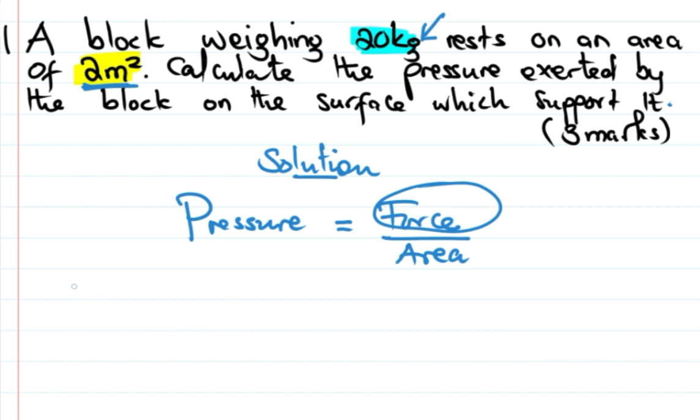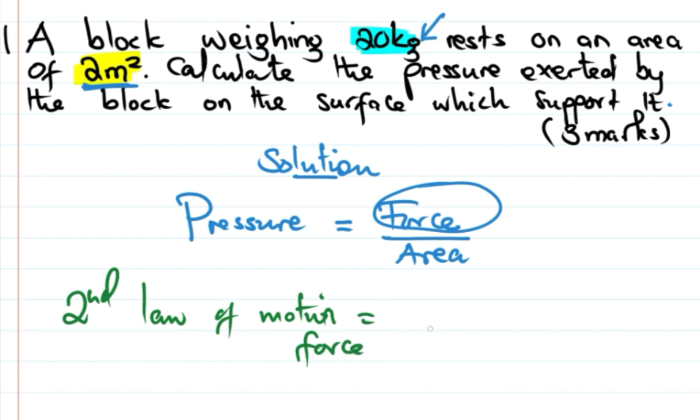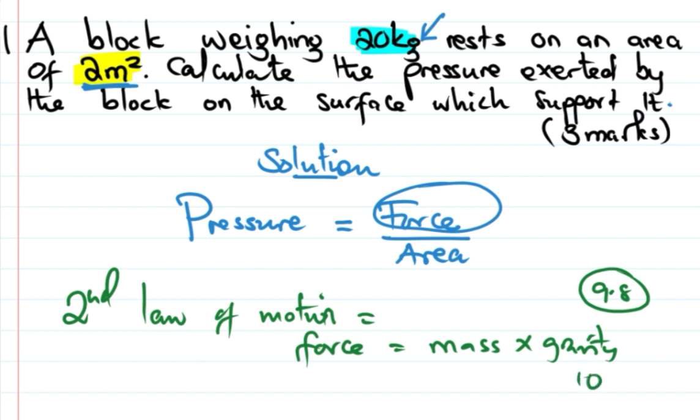According to Newton's second law of motion, it states that force is the product of mass and the acceleration due to gravity, mass times gravity, where gravity is 9.8 meters per second squared. To the nearest ten, we use 10 as our acceleration due to gravity, and the mass is 20.